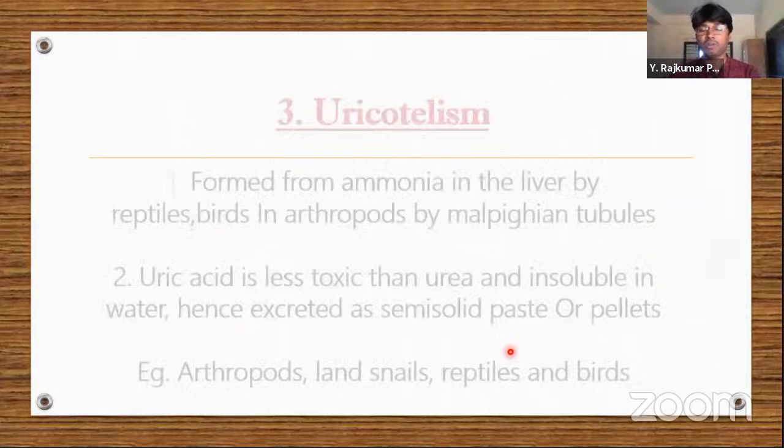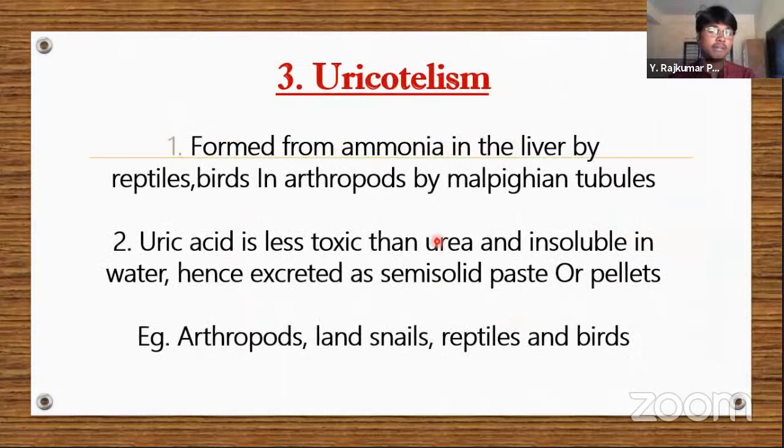The next type is uricotelism. Uricotelism means the animals which excrete nitrogenous waste in the form of uric acid are called uricotelic animals. The name itself says, urico, that means elimination of uric acid. It is formed from ammonia in the liver by reptiles, birds, and in some arthropods. In reptiles and birds, uric acid is formed by the liver, and in arthropods by Malpighian tubules.